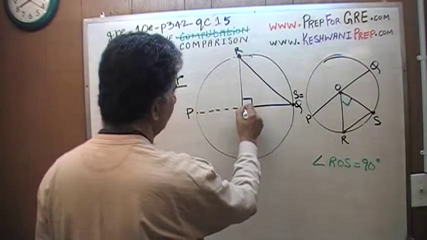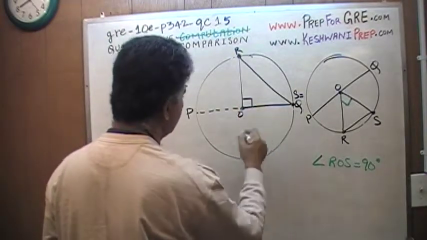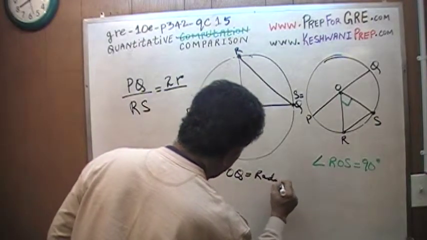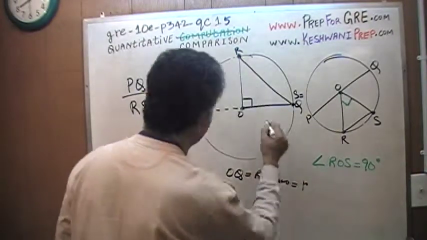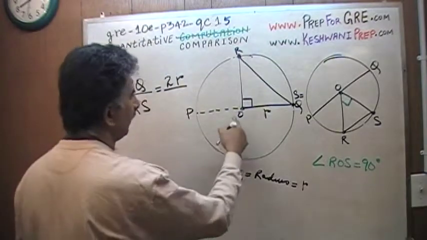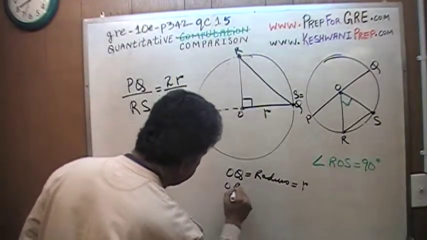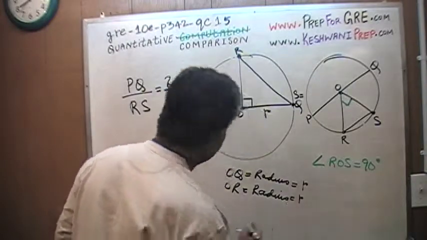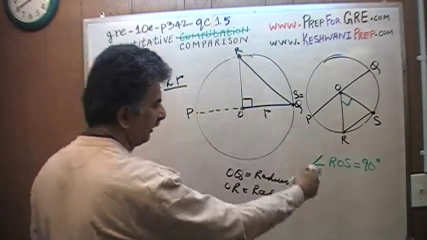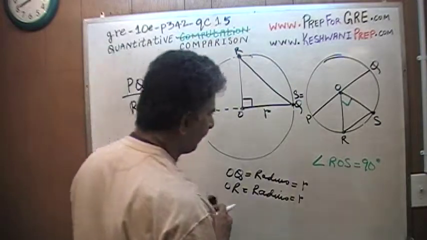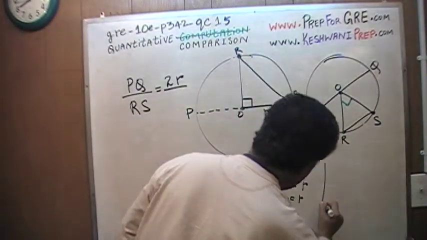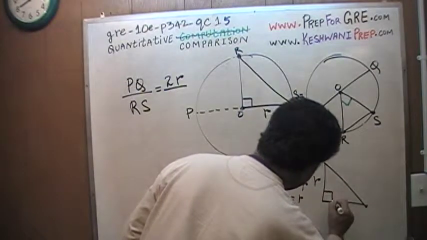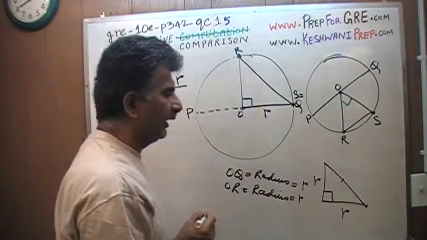Well, we know that from, let's call it O to Q, O to Q is the radius, which we are calling R. This is R. And O to R is also a radius. So I'm going to reproduce this right angle triangle down here. Right here, this is R, this is R, this is 90 degrees. How do we figure out this side?